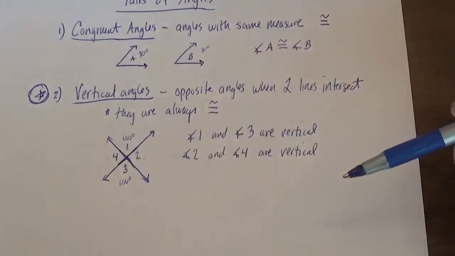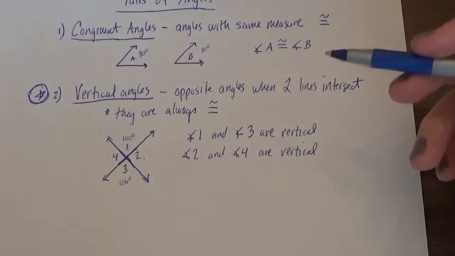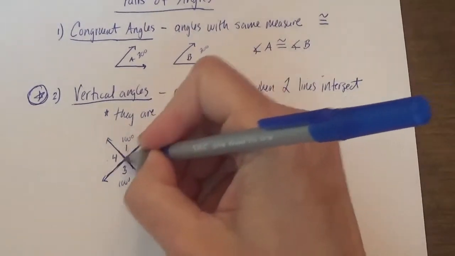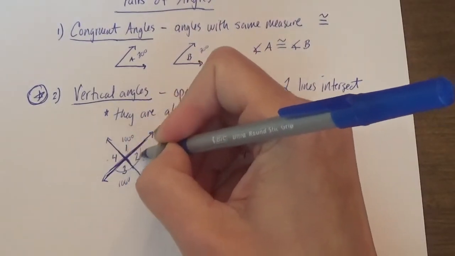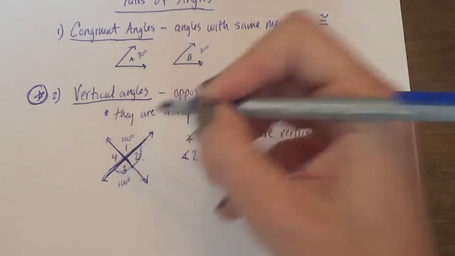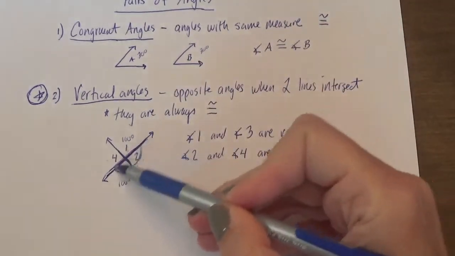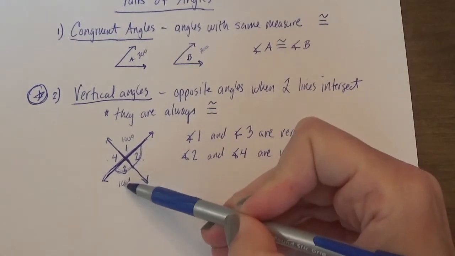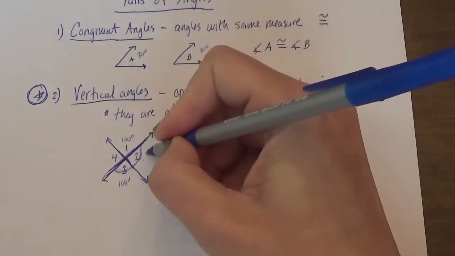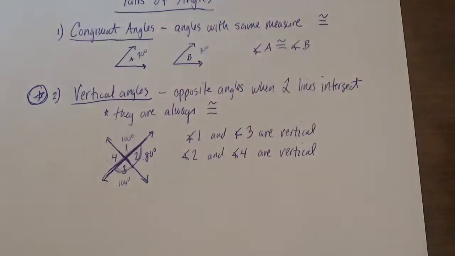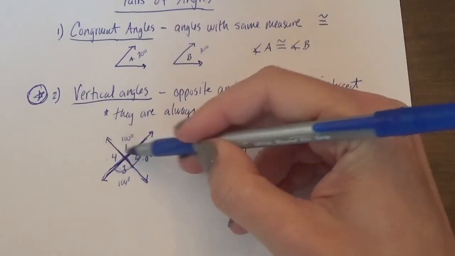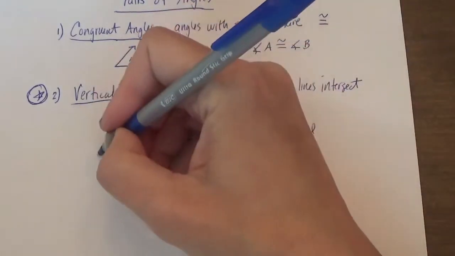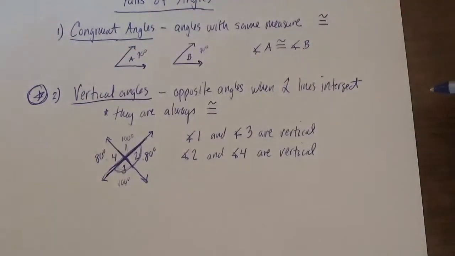Actually, we can figure out what they equal. Remember yesterday we talked about a straight line is 180? So check this out. 2 and 3 together make up this straight line. If 3 is 100, 2's got to be 80. And if 2 is 80 and 4 is vertical to it, they're supposed to be equal. 4 is supposed to be 80.